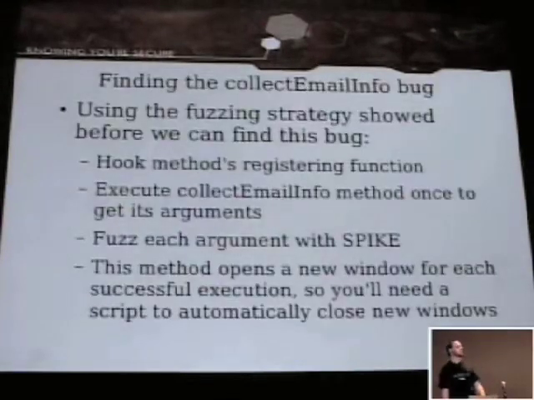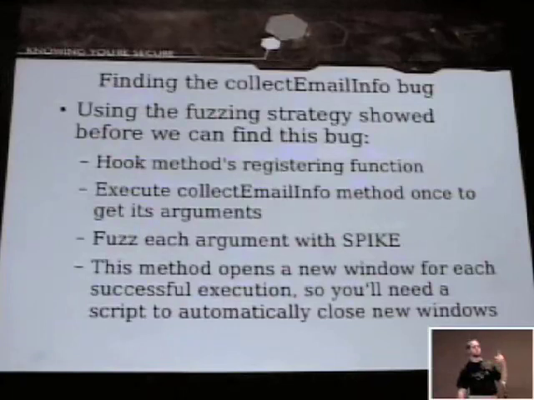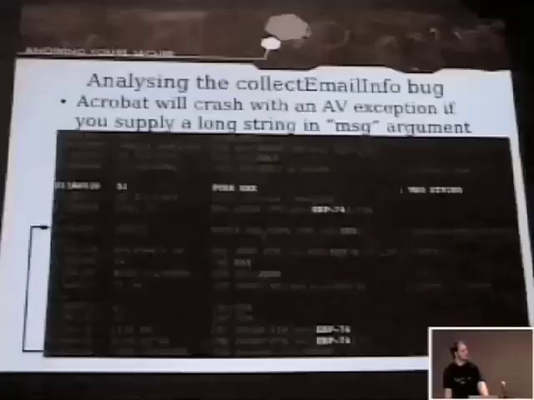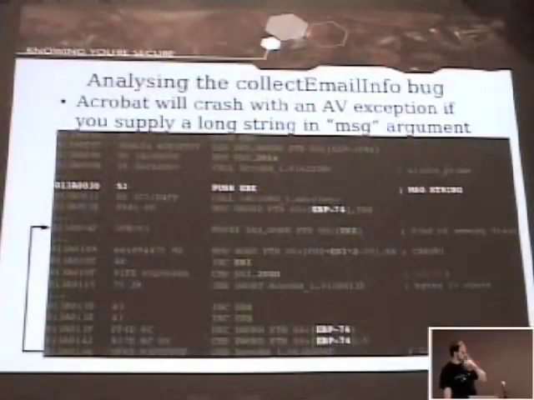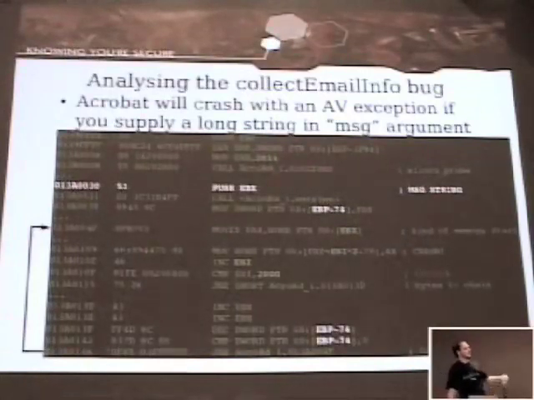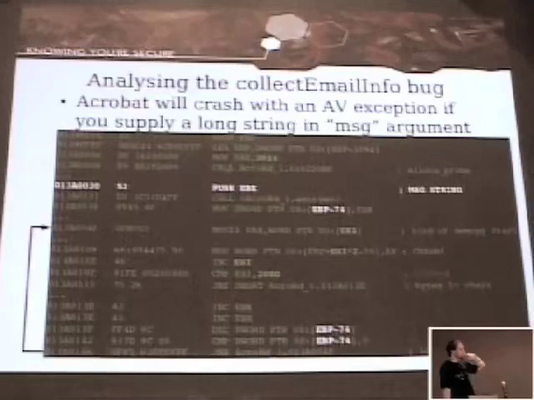And the collectEmailInfo bug. Using this fuzzing strategy, we can find these bugs. We put our hook in the registering function. We execute the collectEmailInfo method, so we get this argument. We fuzz each argument. And well, this method opens a new window for each successful execution, so you need some Python or whatever to close these windows automatically. And this is the snapshot of the function that actually failed in the Acrobat Reader.